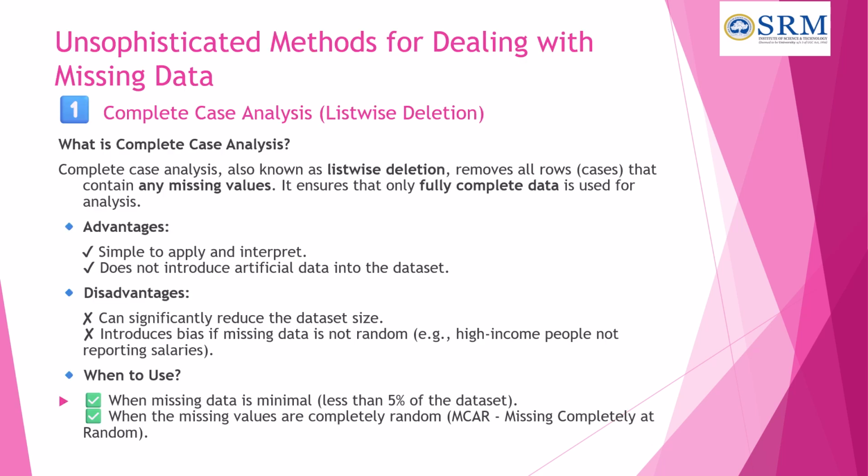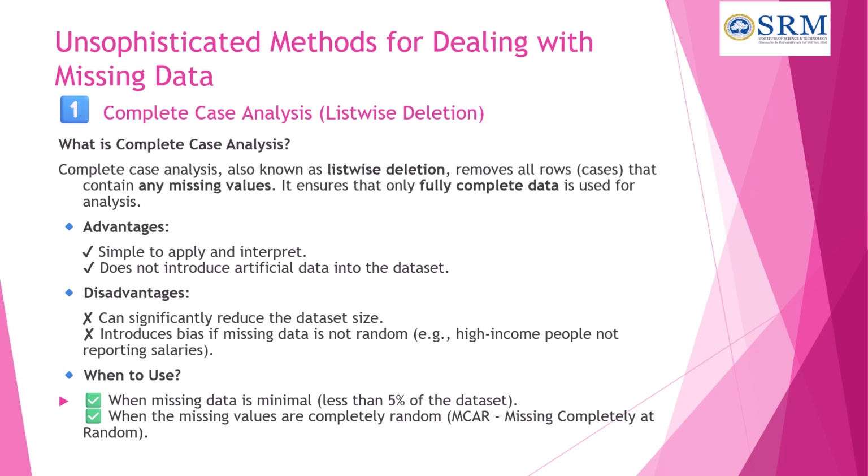Working with real-world data, missing values are very common and can cause problems if not handled properly. One simple way to deal with missing data is called complete case analysis, where we simply remove any row that has a missing value. This method is easy to use and avoids guessing or filling in missing values, but it can make your dataset much smaller and can cause bias if the missing data isn't random.